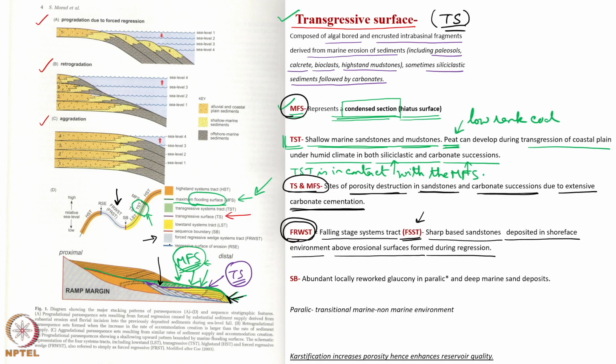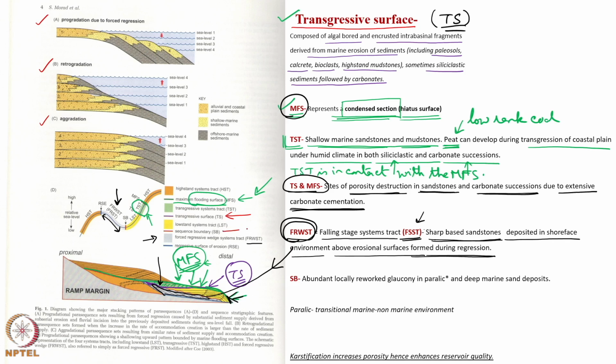This is the color used for the FRWST or the FSST, and it can be seen here. This is the place where we expect sharp-base sandstone deposited in shoreface environment above the erosional surface formed during the regression phase. This is the deposition that happened during the regression period. This is the diagram, the graph showing within the curve the regression portion.